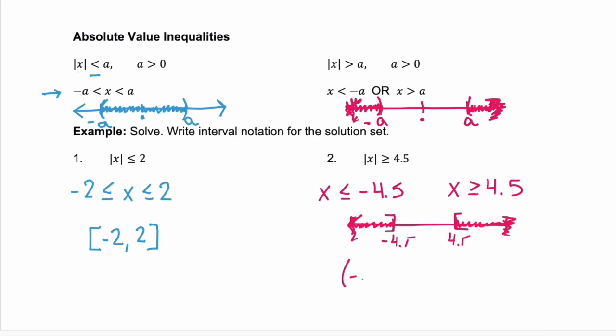The first is negative infinity through negative 4.5, and because of the equal sign underneath, we have a bracket. And then we have our second interval, again with a bracket, goes from 4.5 to infinity. Remember, infinity and negative infinity always have parentheses because we can't get there. And to combine those 2 intervals, we use the union symbol.